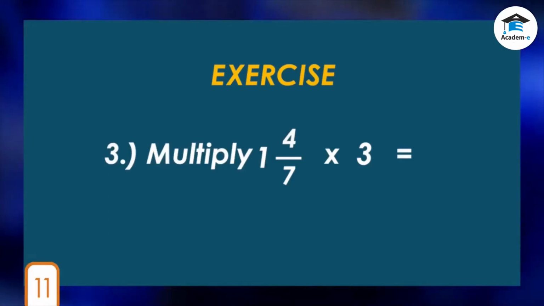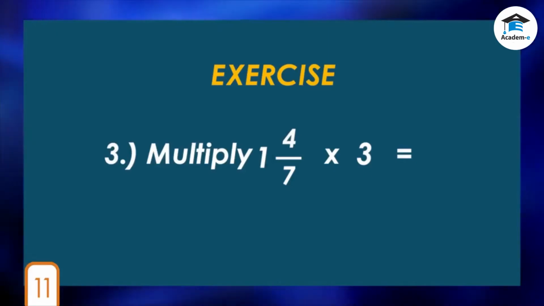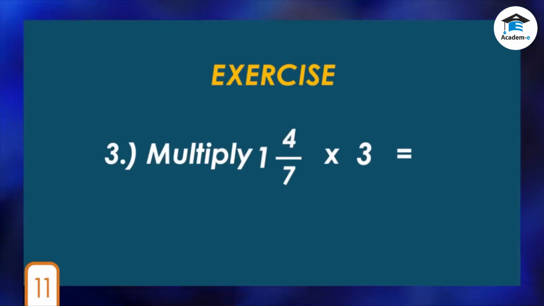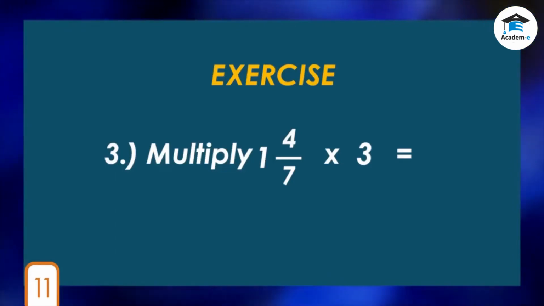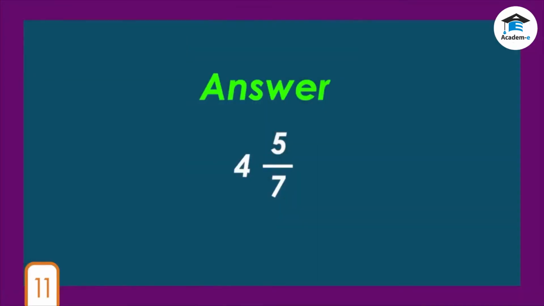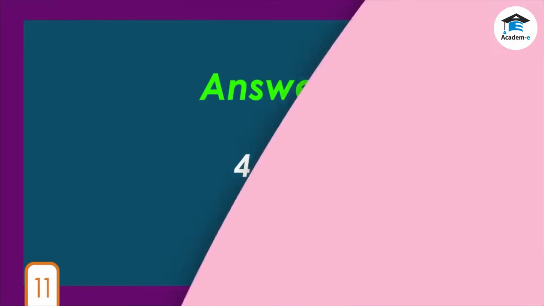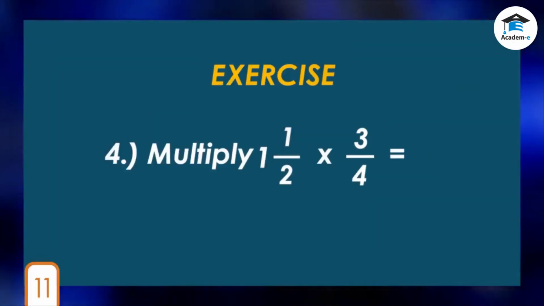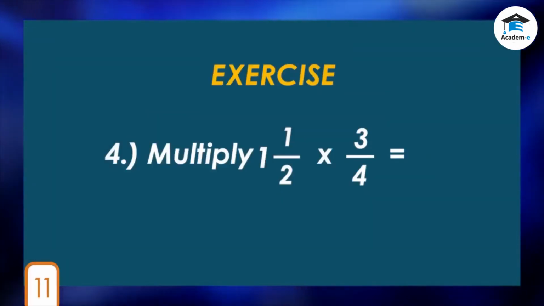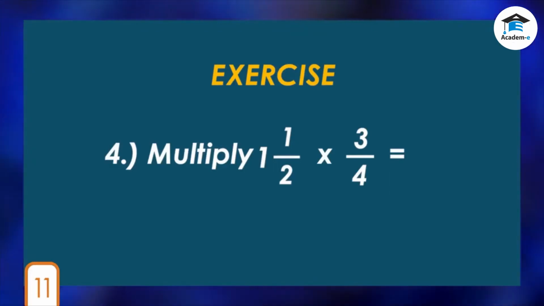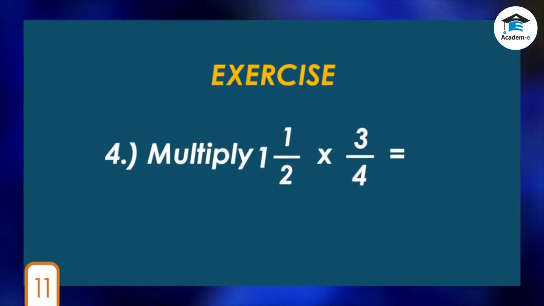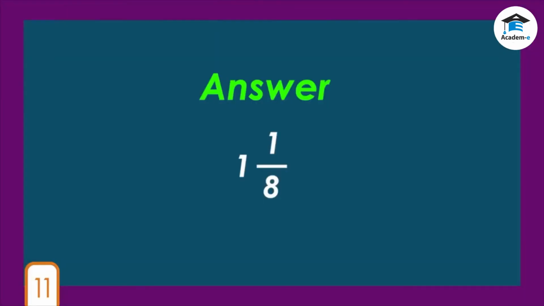Number 3. Multiply 1 and 4 over 7 times 3. The answer is 4 and 5 over 7. Number 4. Multiply 1 and 1 over 2 times 3 over 4. The answer is 1 and 1 over 8.